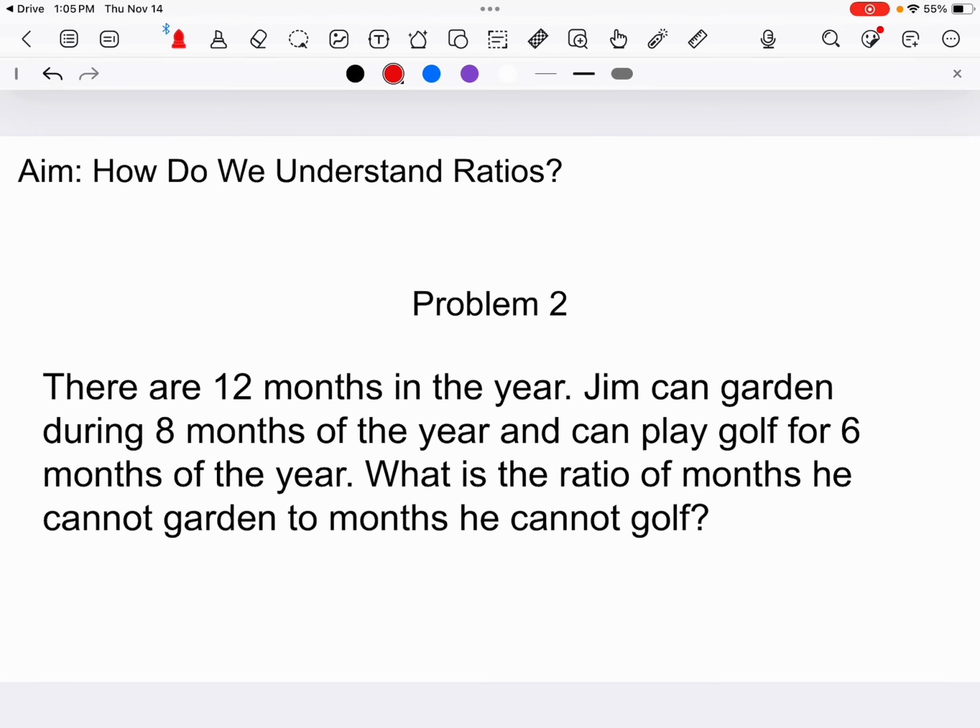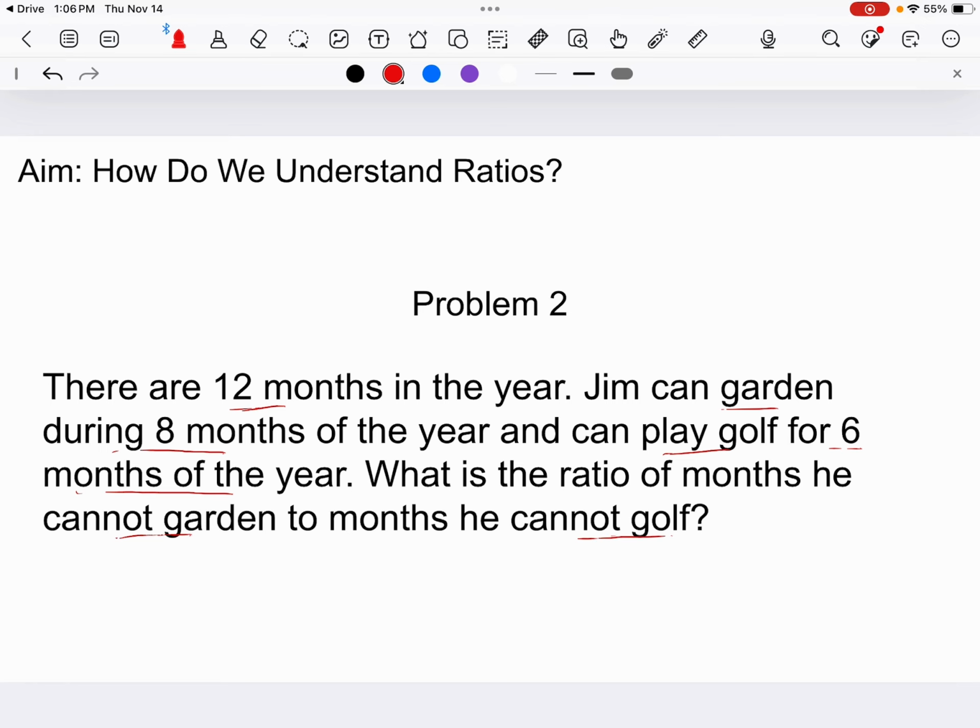Problem 2. There's 12 months in a year. Jim can garden during 8 months of the year and play golf for 6 months of the year. What's the ratio of the months he cannot garden, and you have to make sure you're reading it carefully, to the months he cannot golf?